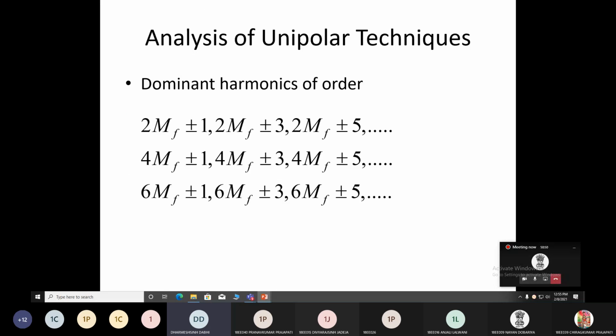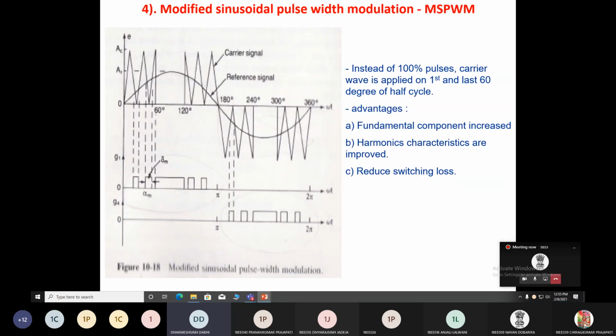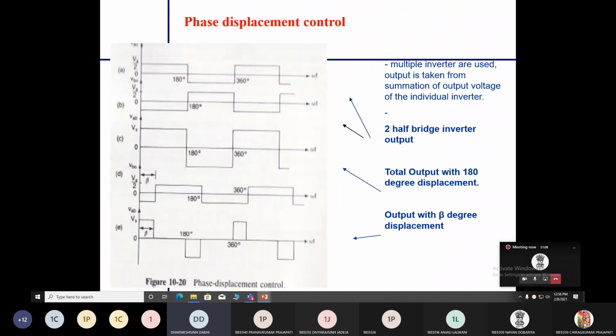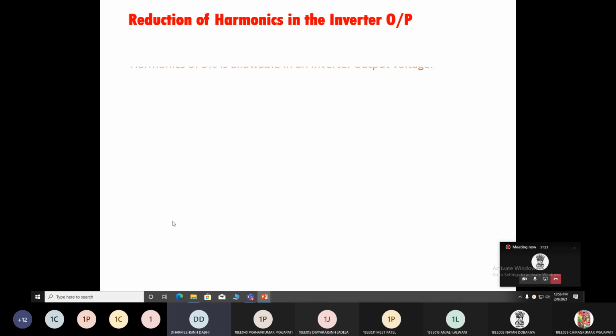Harmonic content in your inverter. Again, remember all these PWM techniques are just to control the output voltage, but as a byproduct of controlling the output voltage, you also get reduced harmonics. But now let's see what actual harmonic contribution is allowed in your actual inverter output voltage. If it is more than the limit, then what are the different methods by which we can reduce these harmonics?